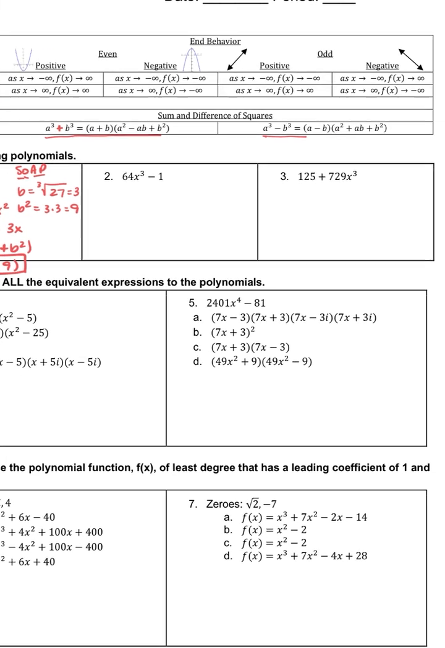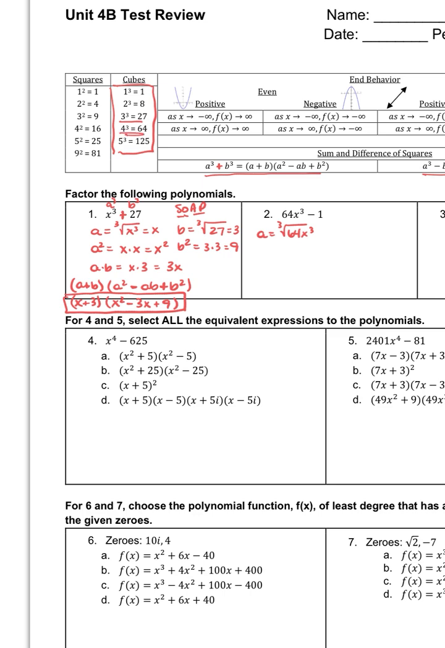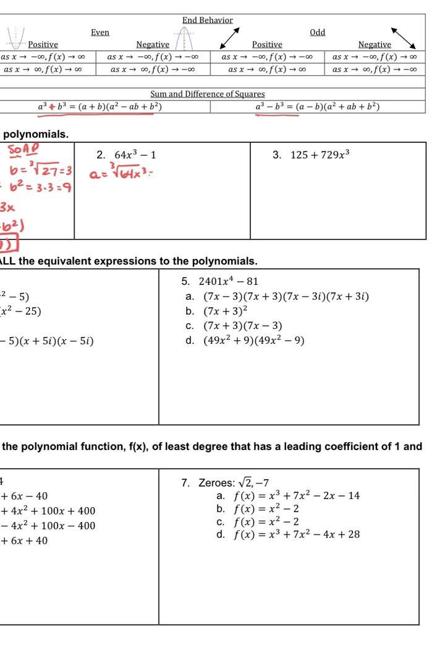All right, now look at number 2, and so a is going to be the cube root of 64x to the third. And if you look at your cubes, 64 is 4 cubed. So a is going to be 4x, which means a squared is 4x times 4x, which is 16x squared. And then b is the cube root of 1, which is just 1, which means b squared is 1 times 1, which is just 1 again. And then my last thing is a times b, which is 4x times 1, which is just 4x.